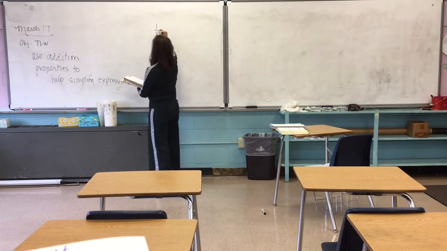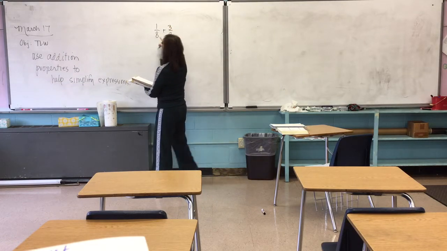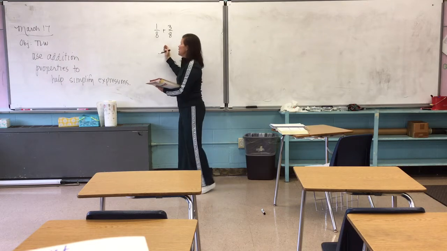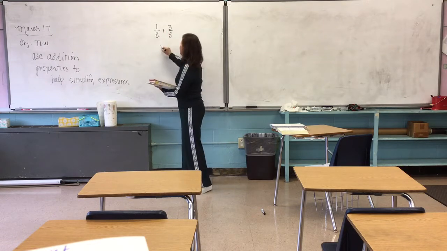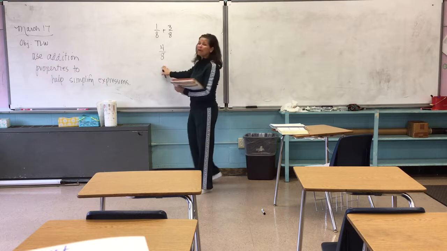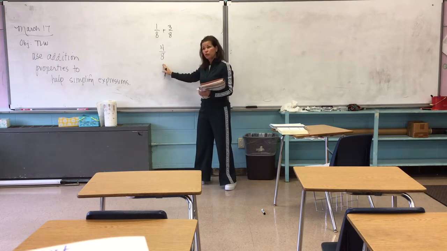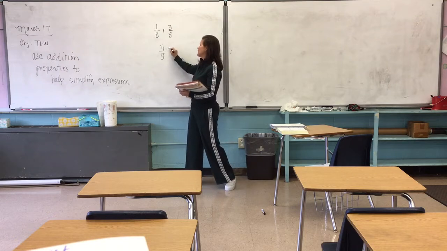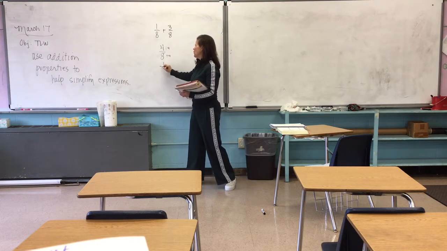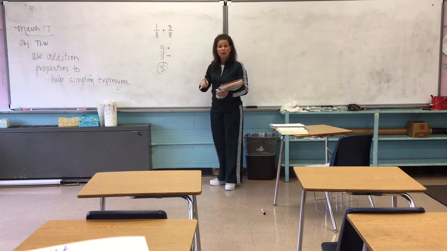So it was 1/8 plus 3/8, and the denominators are the same. So I just add the numerators and I get 4/8, but I can't leave it 4/8 because it's not in simplest form. Make sure to reduce this to simplest form. They each have a 4 in common, so that becomes 1/2. So number 1 should be 1/2.